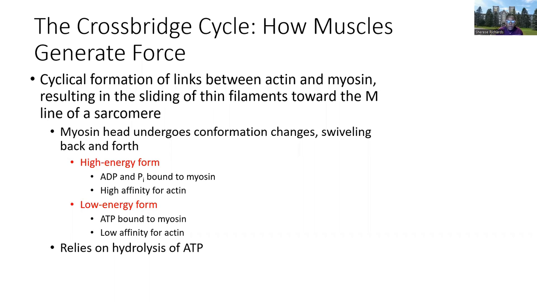It really wants to bind to that actin filament. In its low energy form, it has ATP bound to it, not yet hydrolyzed, and it is in a low affinity for actin. So it doesn't want to bind to actin. And so the movement of the myosin head, we're going to refer to that as swiveling, the swiveling of the myosin head, that is going to rely on hydrolysis of ATP. Okay, so that's going to be important in understanding why myosin wants to engage with actin depending on the energy form that it is in, or why it doesn't want to engage with actin.